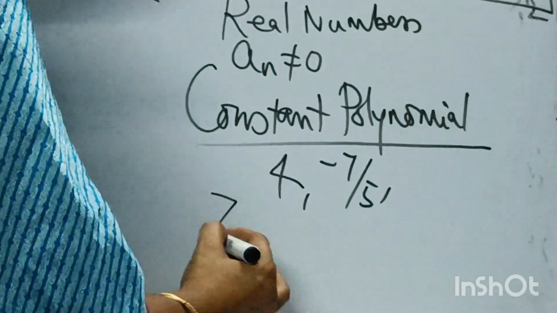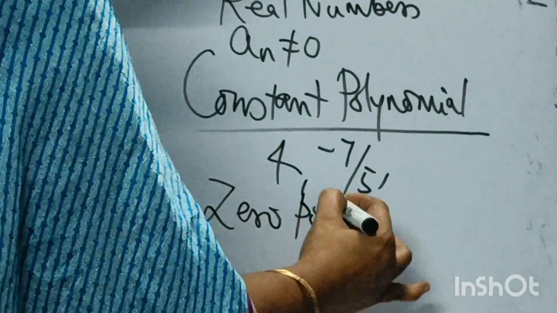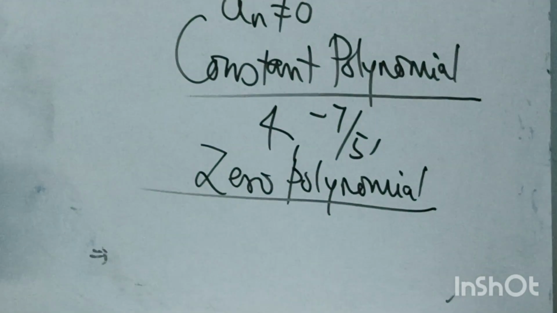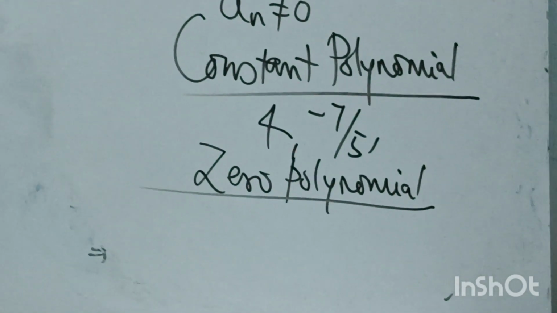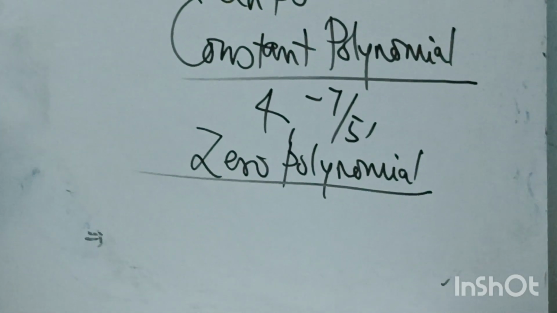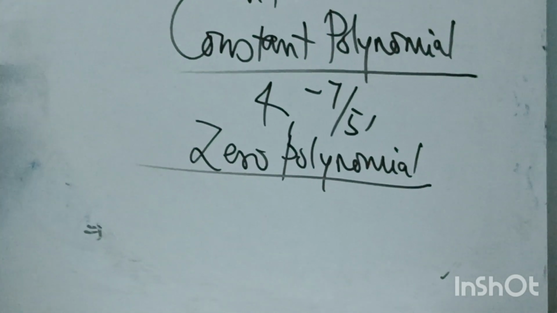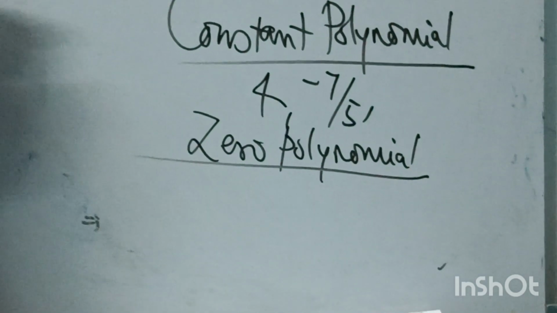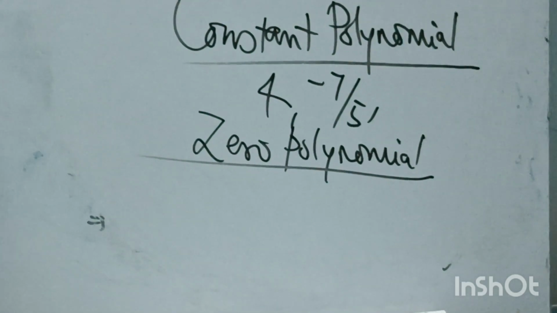And what is meant by the zero polynomial? Zero is also known as the zero polynomial, and the degree of the zero polynomial is not defined. And what is the degree of a polynomial? The highest power of the variable in the polynomial is called the degree of the polynomial.